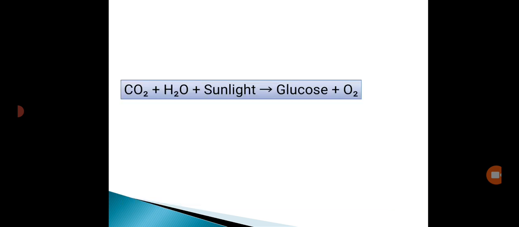Then what is the main thing here? This is the reaction which occurs during photosynthesis, and how the oxygen is going to be liberated. Okay, carbon dioxide plus water along with sunlight forms glucose as well as oxygen.